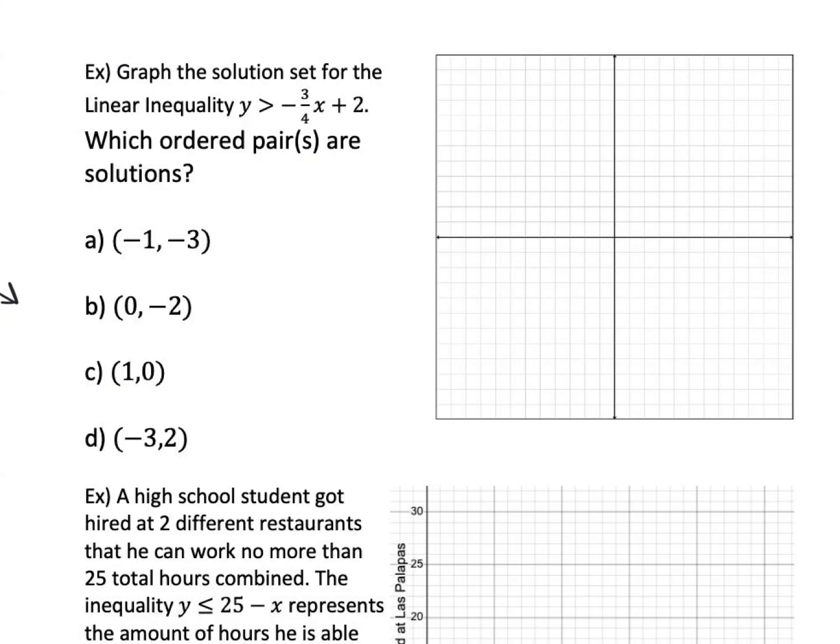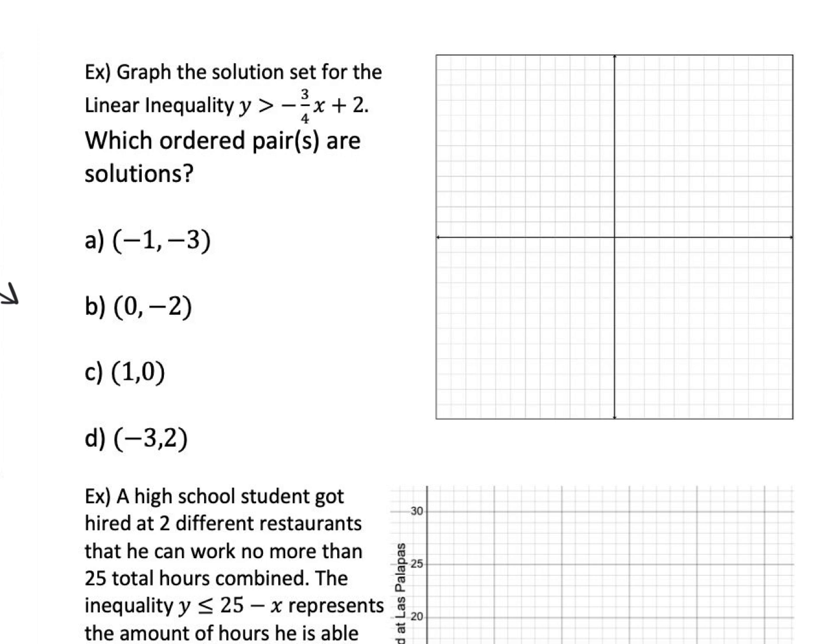All right. So let's put this into play. We have y is greater than negative 3x plus 2. And then it says which ordered pairs are solutions. So we're going to do the ordered pairs part second. First, let's focus on what this graph looks like.